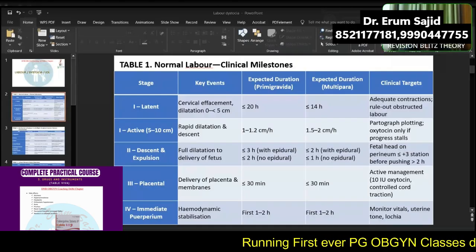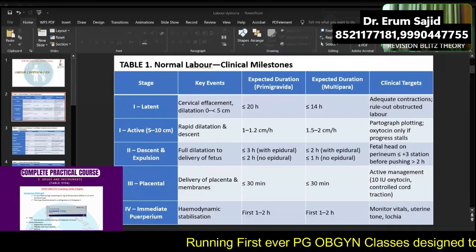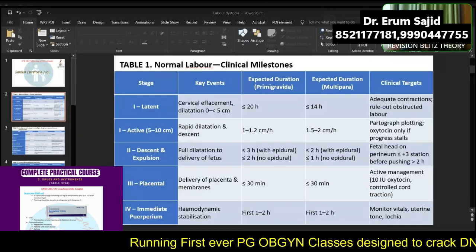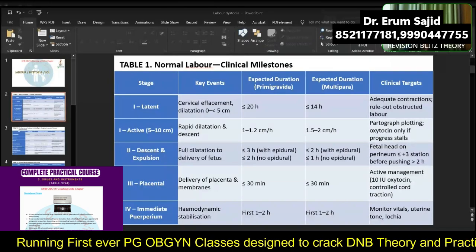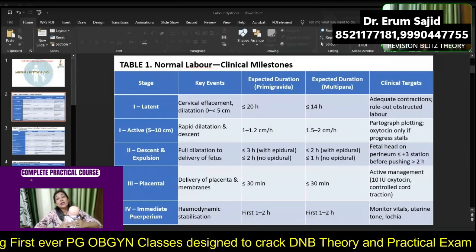What are the different stages of mechanism of labor? What happens first, then? Okay, I'll start with the first one. Engagement happens first, right? Then what?